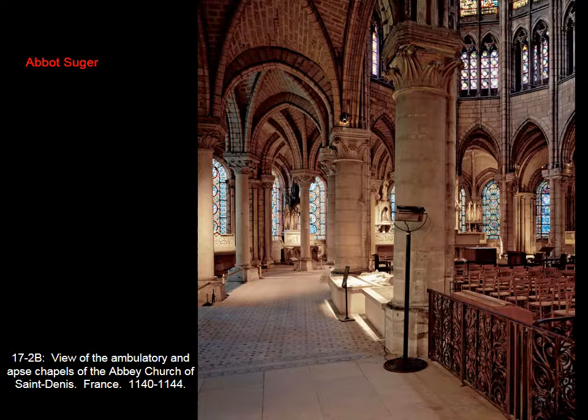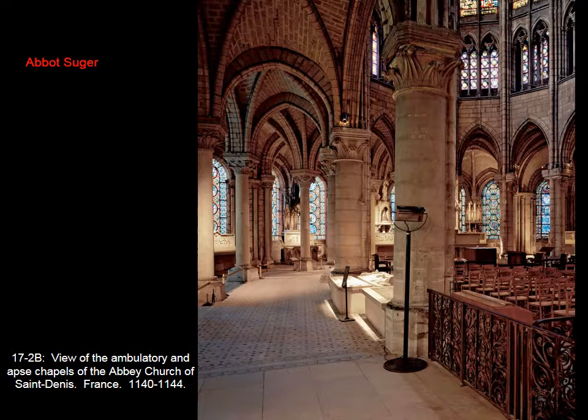Abbot Suger actually wrote books about what he did, and we consider the ambulatory and the apse, the eastern end of this church, to be the first place that we see the emergence of Gothic. So, what makes this building Gothic? I'm going to give you my 2 big buzzwords for Gothic, and they are light and height. There's an interest in buildings becoming taller and taller, and an interest in making the interiors more flooded with light, and we're going to talk about what kind of light.